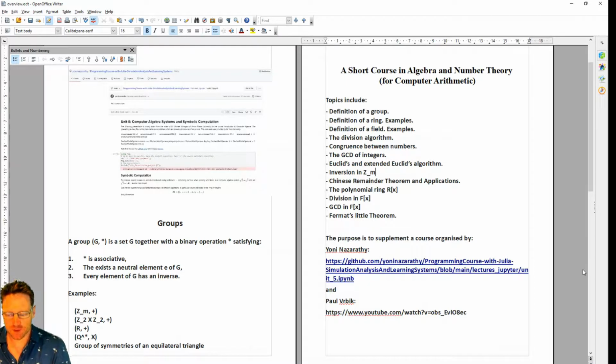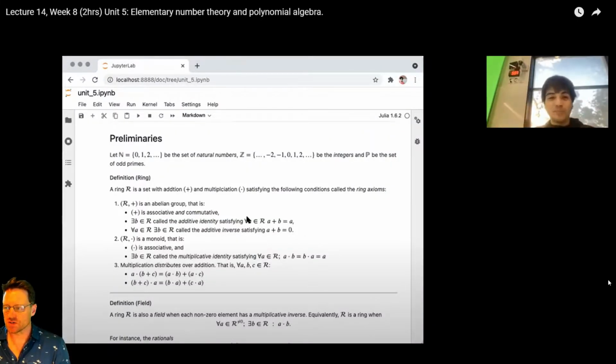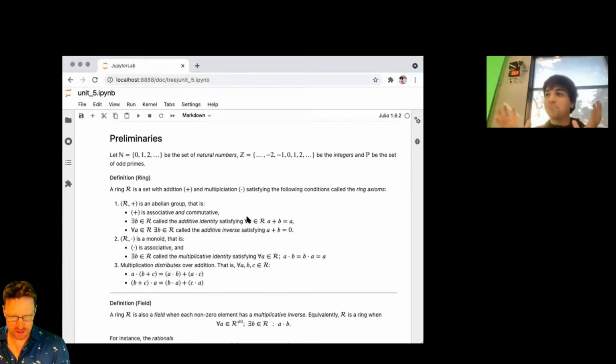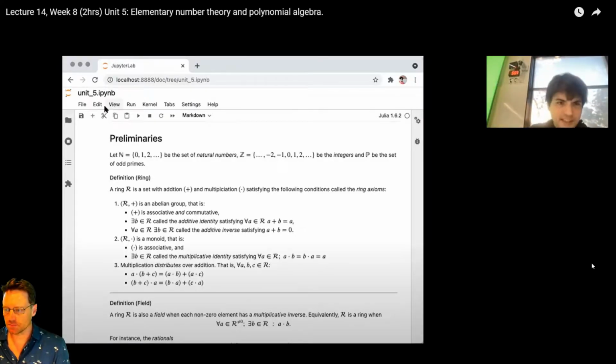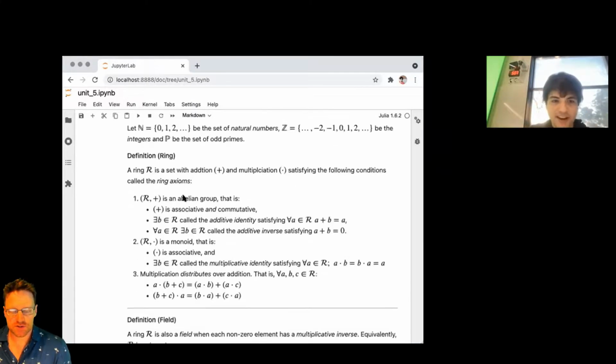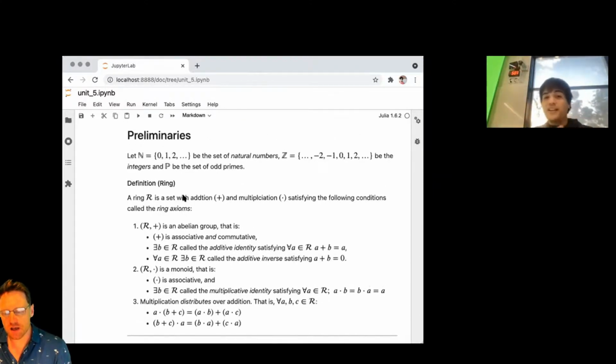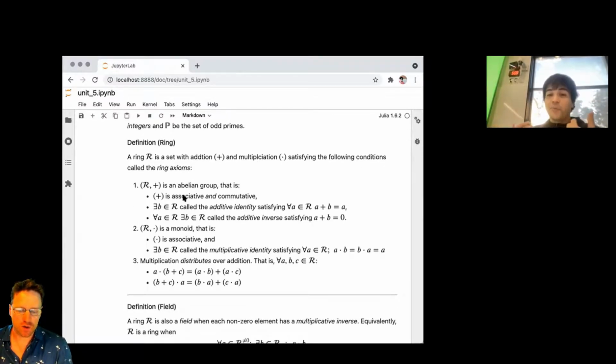in Julia. Now, Paul has a 2-hour video available on YouTube here. So here's Paul's video on YouTube. It looks like it's about a 2-hour video introducing some number theory topics from a computational point of view. And those are on symbolic computations. So Paul defines a ring, field, Euclidean algorithm, and so on.